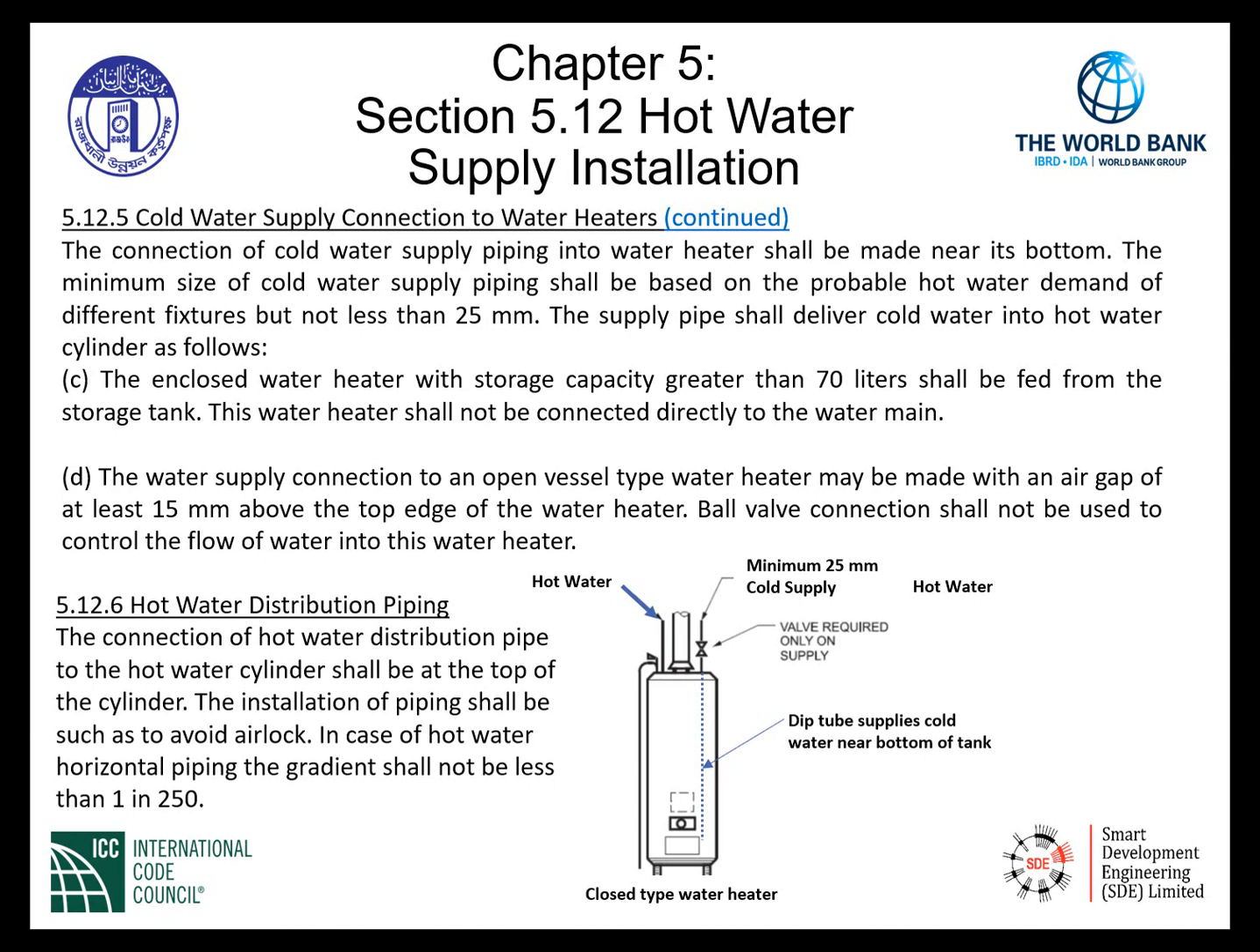Continuing, item C indicates the enclosed water heater with storage capacity greater than 70 liters shall be fed from the storage tank. The water heater shall not be connected directly to the water main. And last, item D, the water supply connection to an open vessel type water heater may be made with an air gap of at least 15 millimeters above the top edge of the water heater. Ball valve connections shall not be used to control the flow of water into this heater.